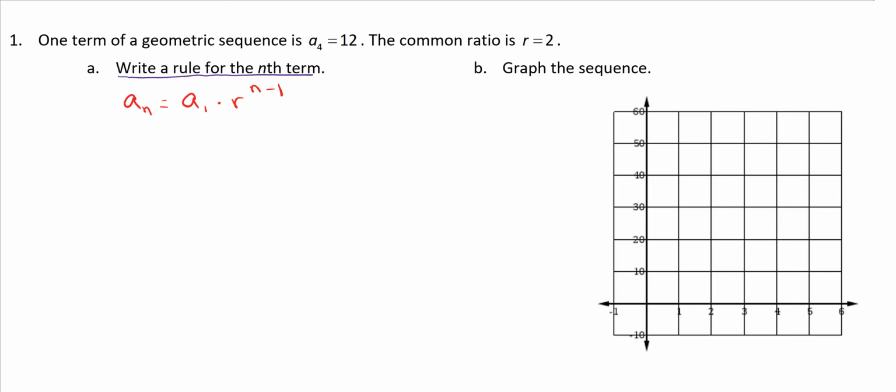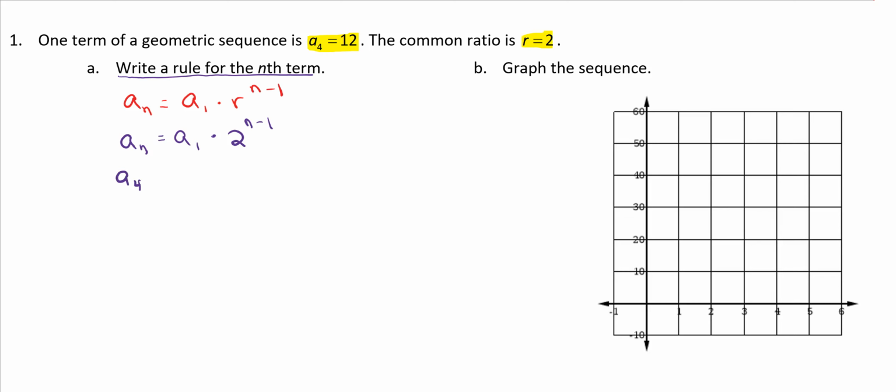Now, we don't know the first term, but we can use these two pieces of information to find it. So if we fill in what we know, right now we know that a sub n equals the first term times 2 to the n minus 1. Our challenge here is finding the first term. But because we know the fourth term, we can figure this out.